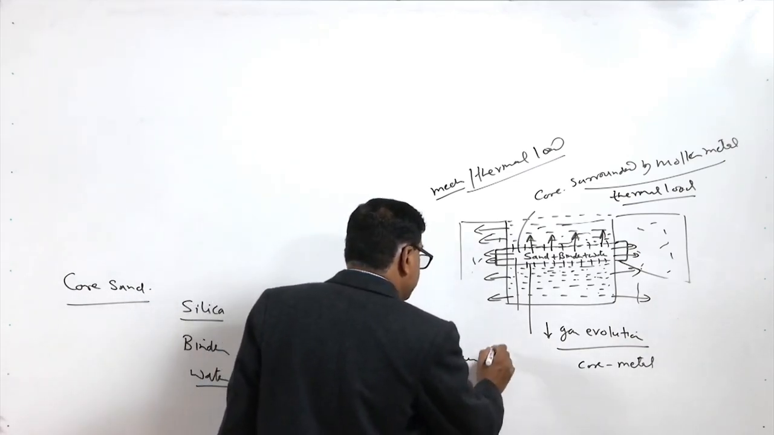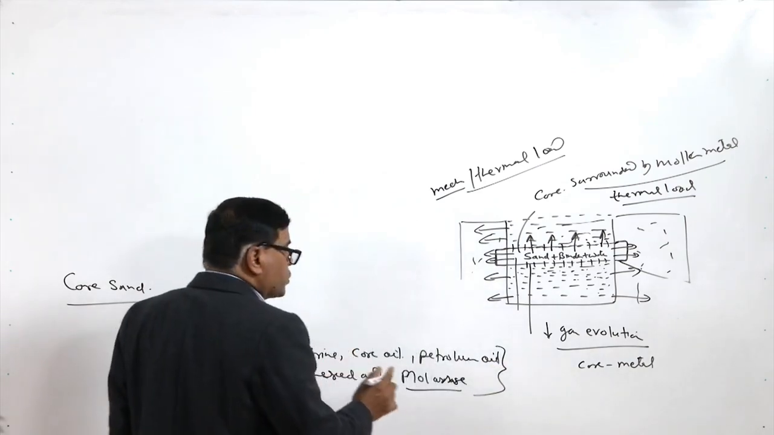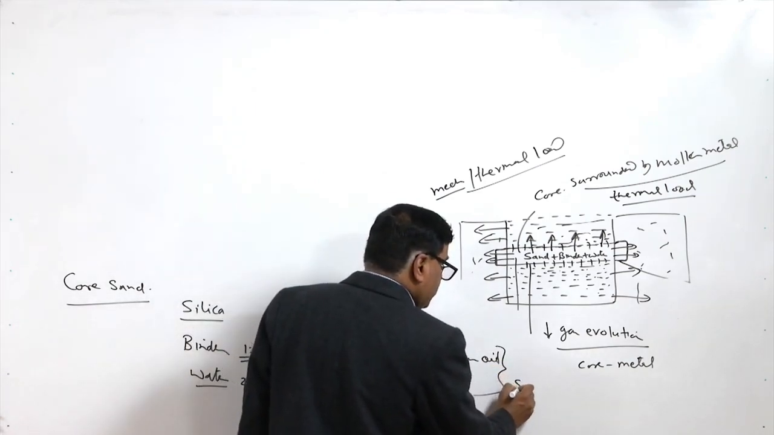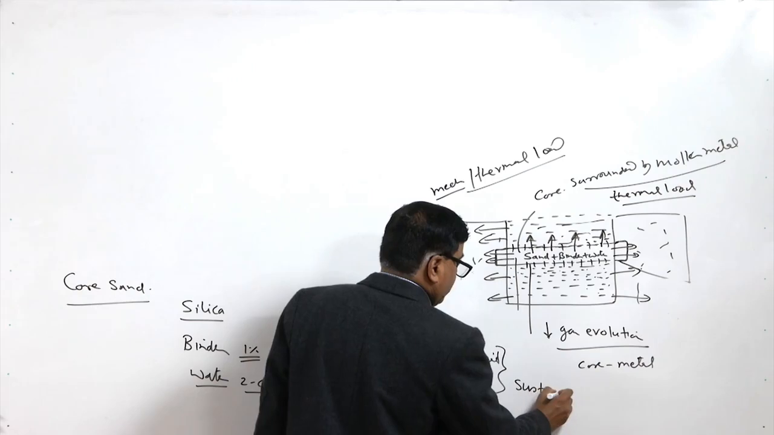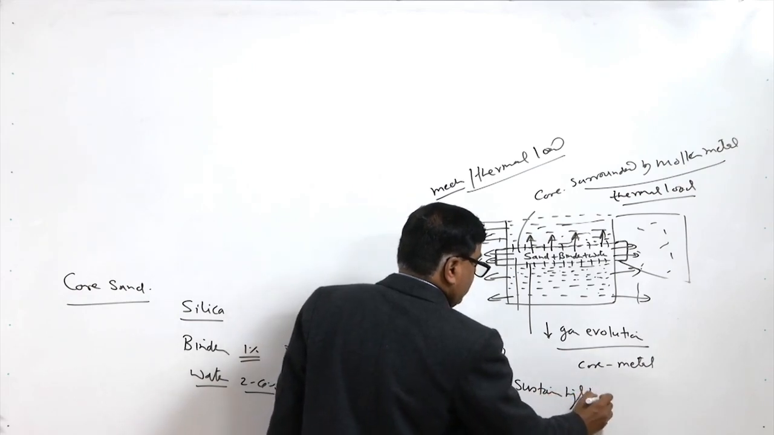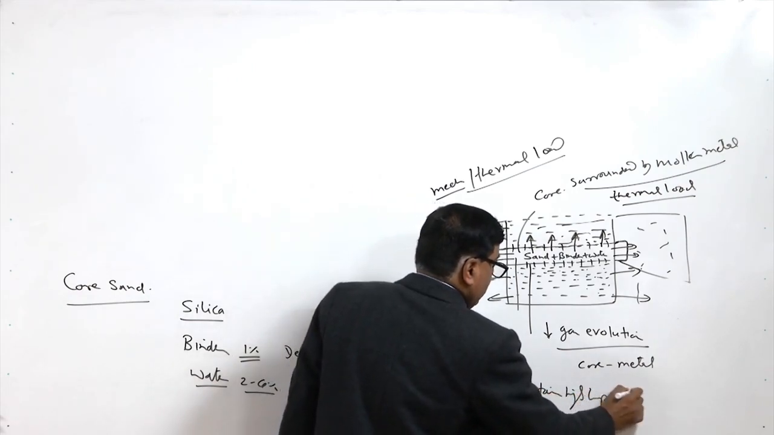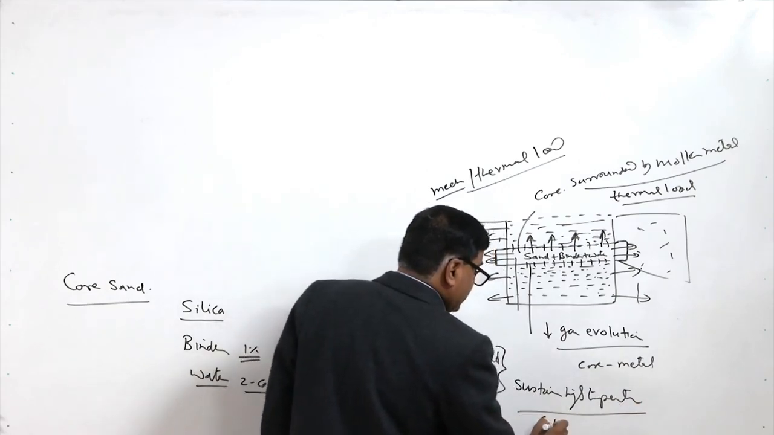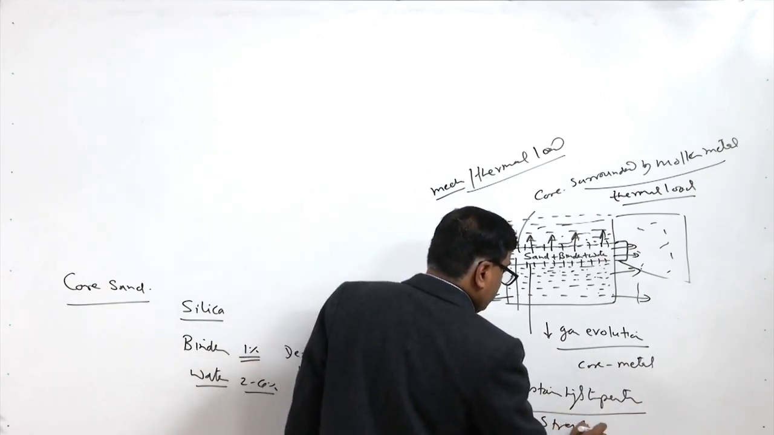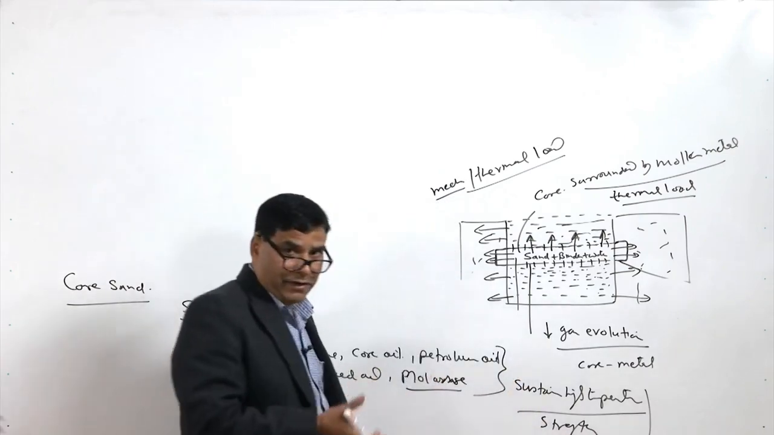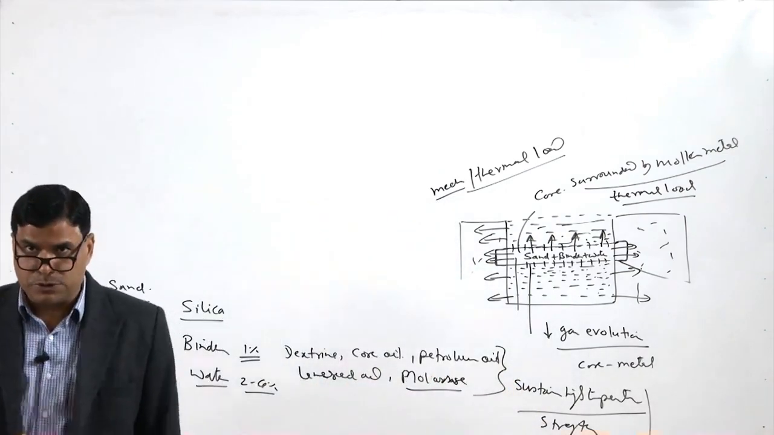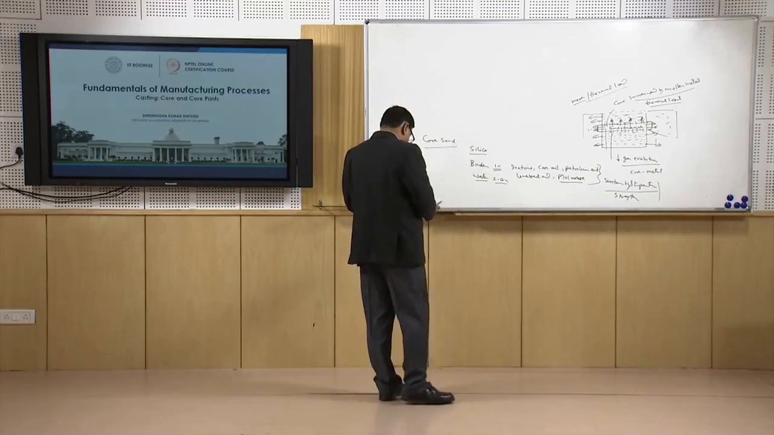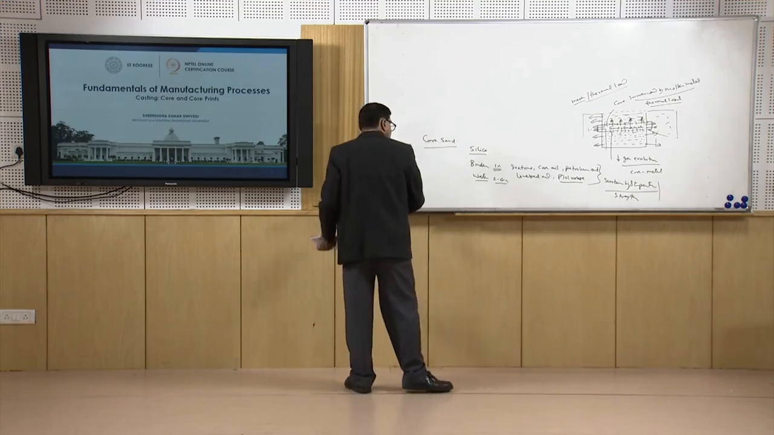Molasses. So, these are the binders which will be able to sustain high temperature, as well as they will provide the desired strength to the core, so that it can effectively sustain the buoyancy force which will be acting onto the core.